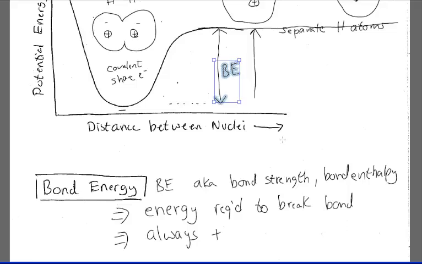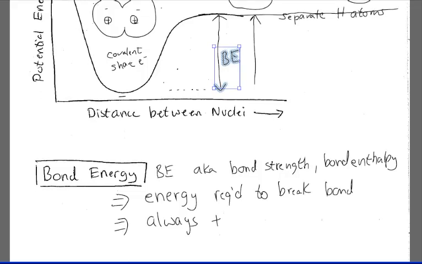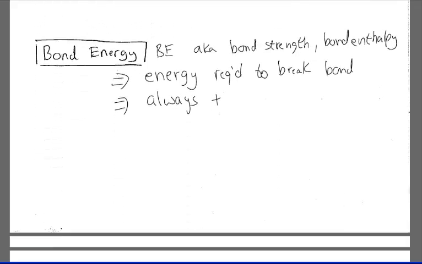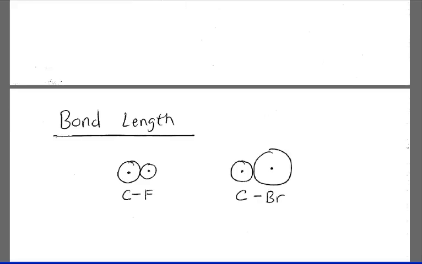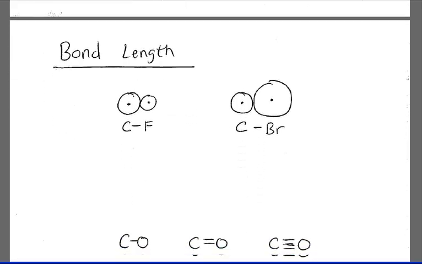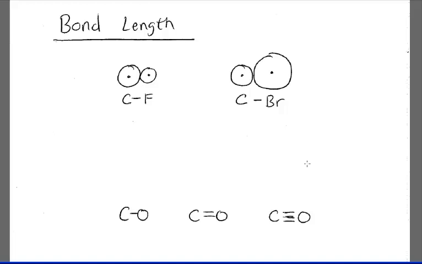Okay, now let's look at some more specifics. And let's look at bond length. Okay, so the bond length is actually just the separation distance of the nuclei. So however far apart they stay. And so let's take a carbon atom. Okay, and this is my carbon atom. And it has a nucleus in it. And here's another carbon atom.